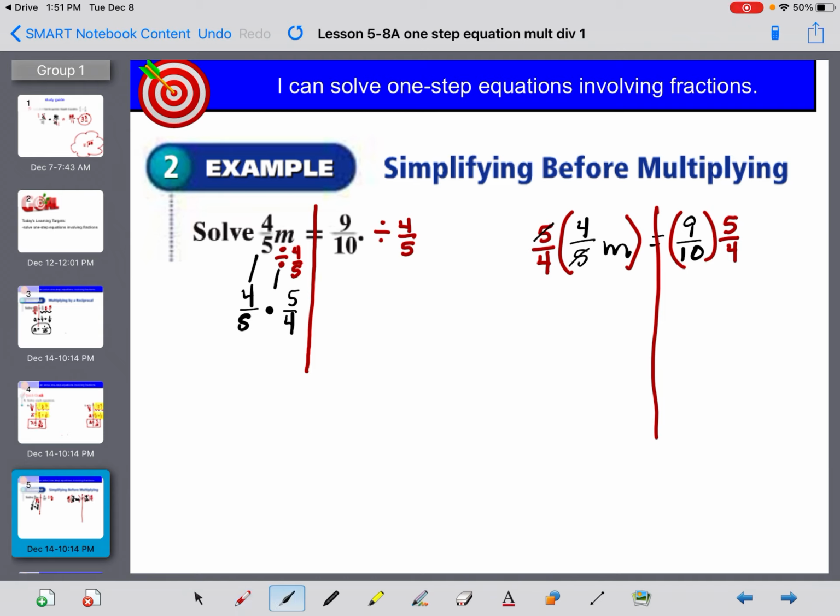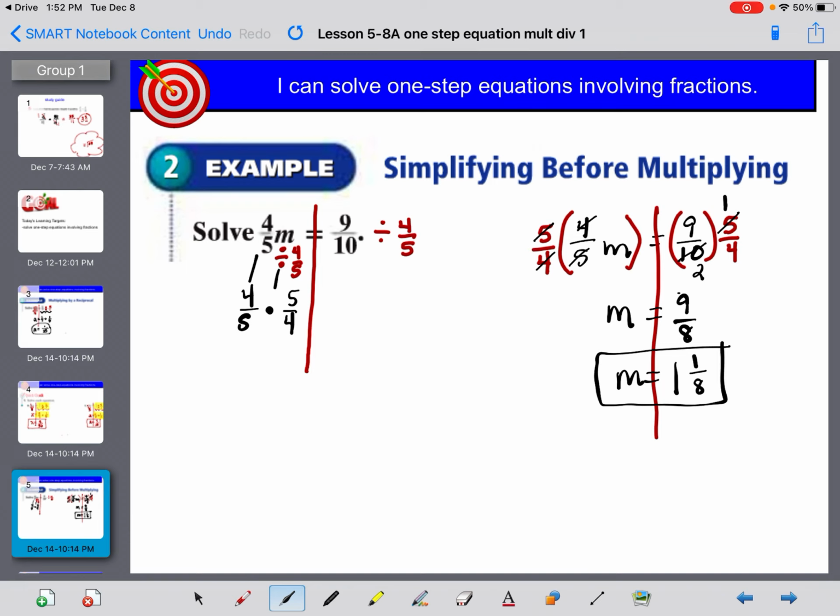When I simplify this, 5 and 5 have a common factor of 5, 4 and 4 have a common factor of 4, and I'm left with 1m, or just m. That's how I know I did it right, when they all cross off. Then on the right, 5 and 10 have a common factor of 5. I like to simplify first if possible. Then I multiply. 9 times 1 is 9. 2 times 4 is 8. M is really 8 goes into 9 one time, and 1/8 is remaining.